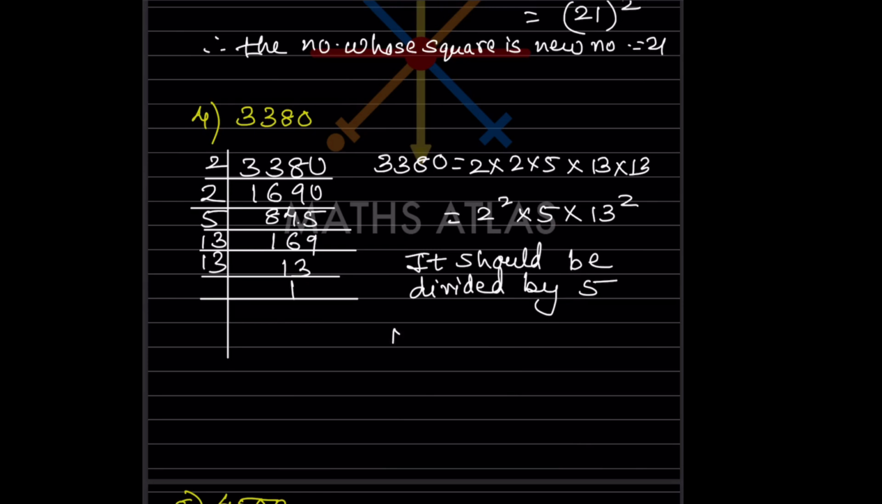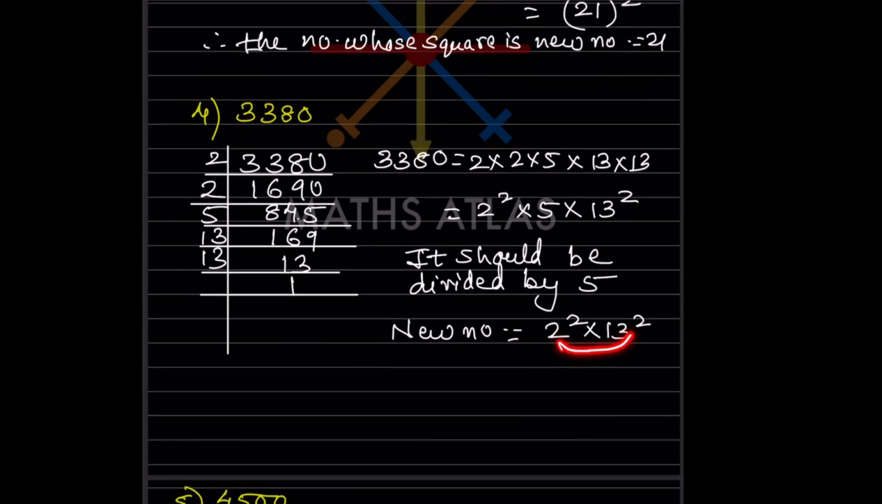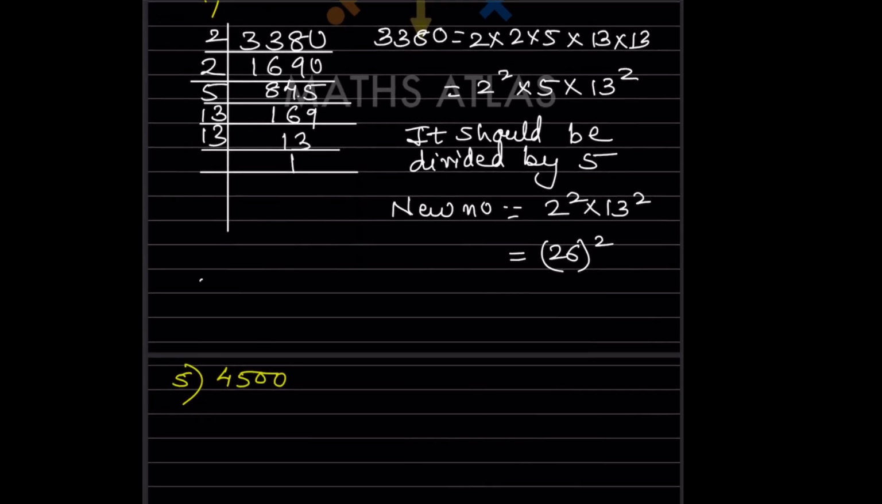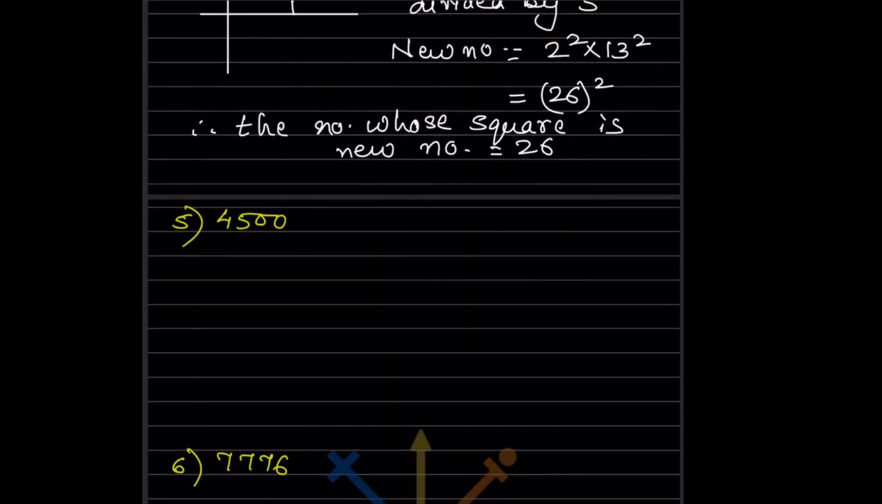So here new number is equal to 2 square, because the 5 is alone. So we have divided it by 5. So now what will you get here? This is going to be 26. So this is going to be 26 square. So we can write here, therefore the number whose square is new number is equal to 26. Now let us see for this one.